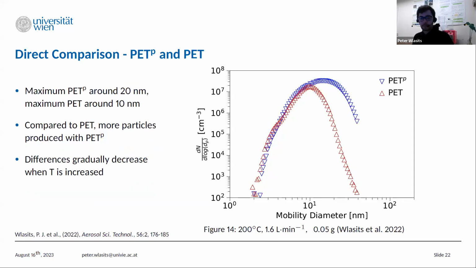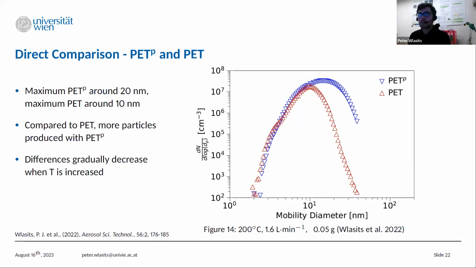And then, as the last comparison, we were able to directly compare that higher purity PET to the commodity PET, which was pretty interesting. That's depicted here in figure 14. The set point temperature for the tube furnace was 200 degrees Celsius, the flow rate through the tube furnace was 1.6 liters per minute, and we used 0.05 grams of material, which is the equivalent of 2 punched out platelets. So these two curves can now be directly compared.